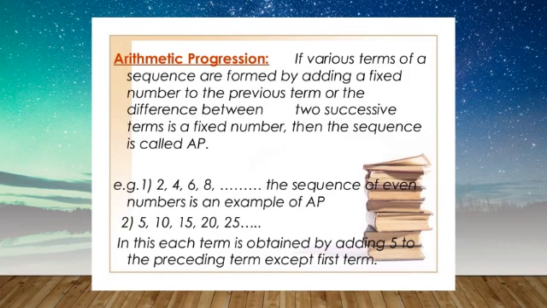The first term or the first member of the sequence is known as the first term. It is denoted by small a, and the particular number that we are subtracting or adding in each term so as to get the next term is known as the common difference, and it is denoted by d.